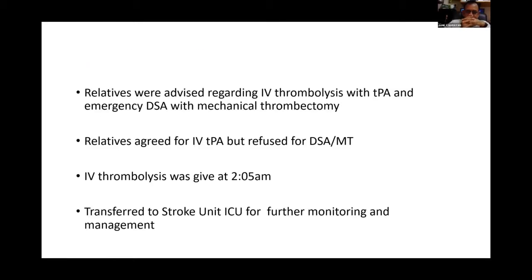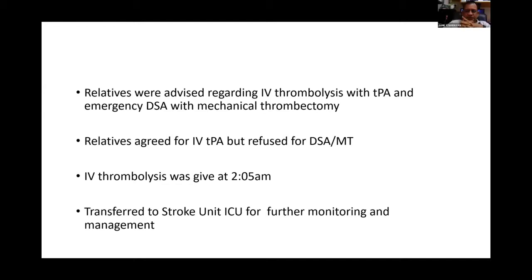Relatives were advised IV tPA and emergency DSA with mechanical thrombectomy. However, the relatives agreed only to tPA but refused mechanical thrombectomy. IV thrombolysis was given with Actilyse, and the patient was transferred to the stroke unit ICU for further monitoring and management.